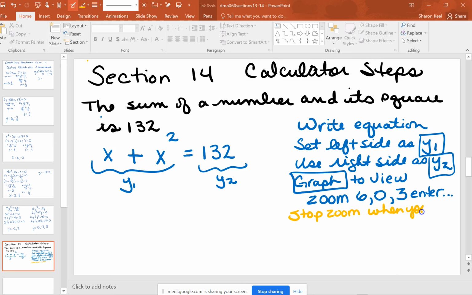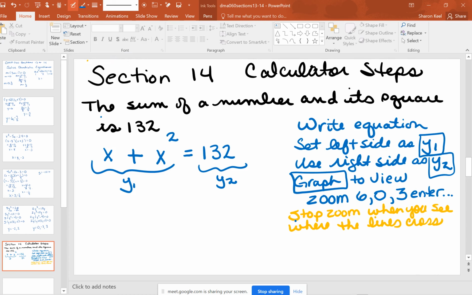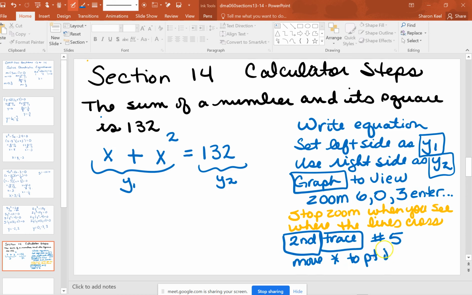when you see where the lines cross, because that's what we're looking for, is where they intersect. Once we see where they intersect, we're then going to do second trace, and we're going to choose number 5, and we're going to move the asterisk to the point of intersection.